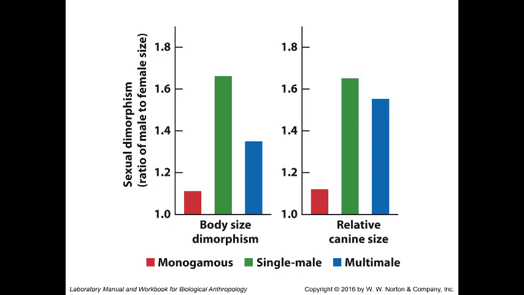It's looking at the sexual dimorphism compared with body size dimorphism and relative canine size between our monogamous, single male and multi-male groups. And what we see is that there is a high amount among our single male in both body size dimorphism and relative canine size. High amount also in relative canine size in our multi-male, also in our multi-male for body size dimorphism, and low in our monogamous groups. And so again, when we understand social organization and how it affects sexual dimorphism, it makes sense how the two work and correlate to each other.